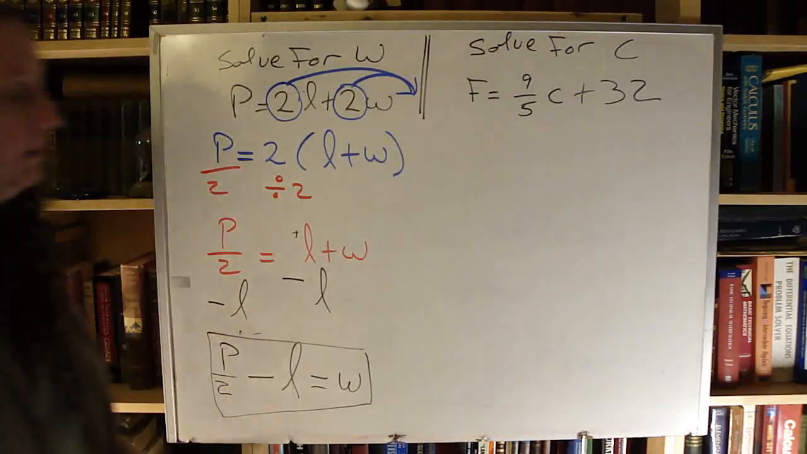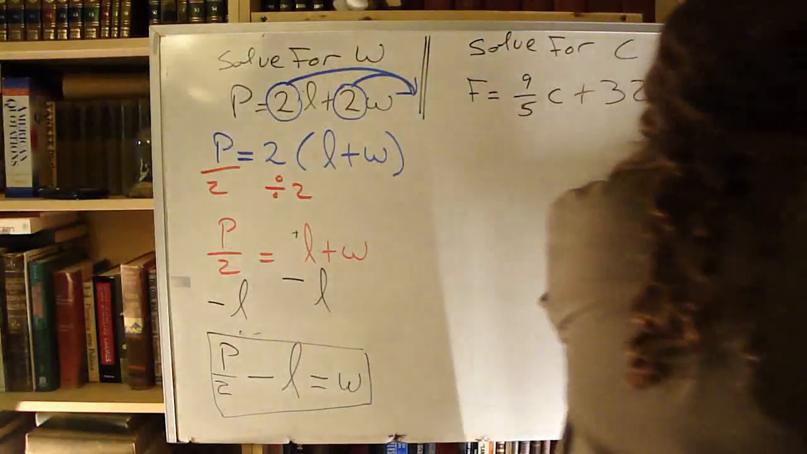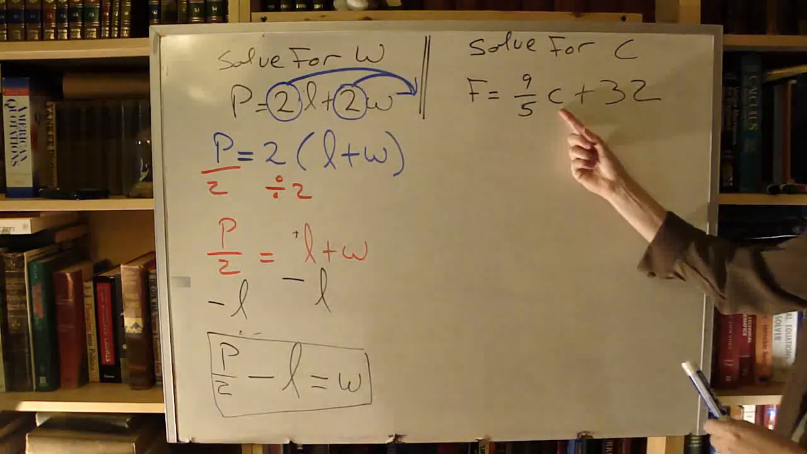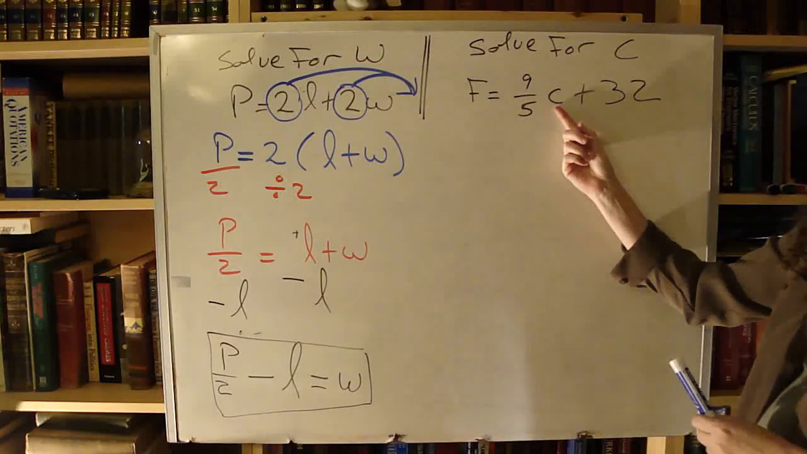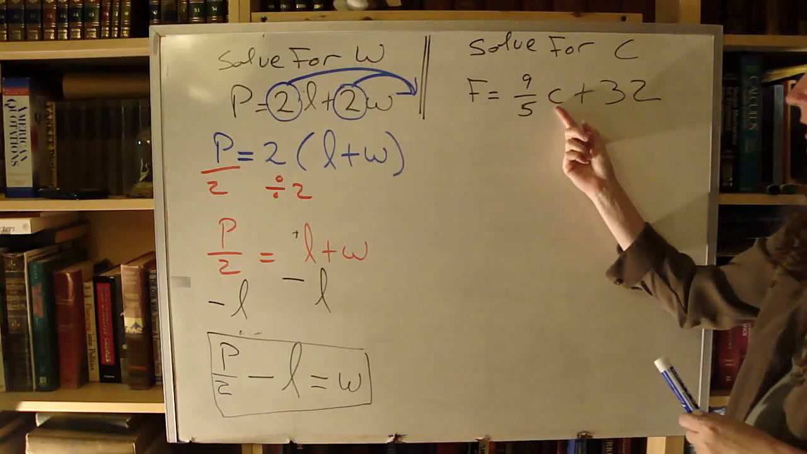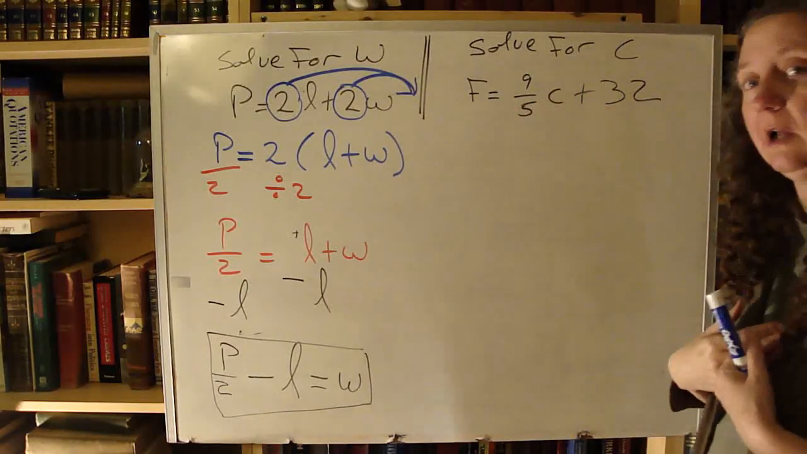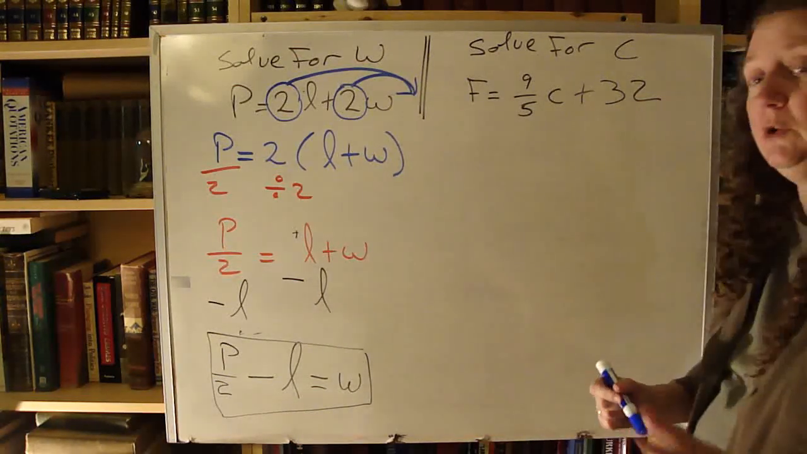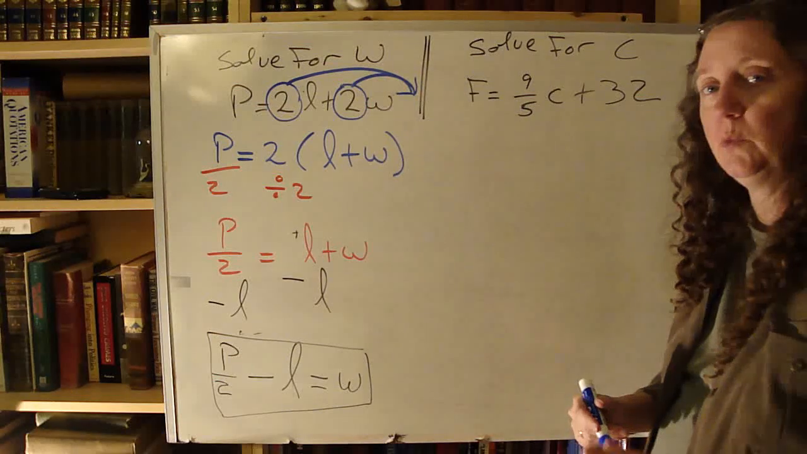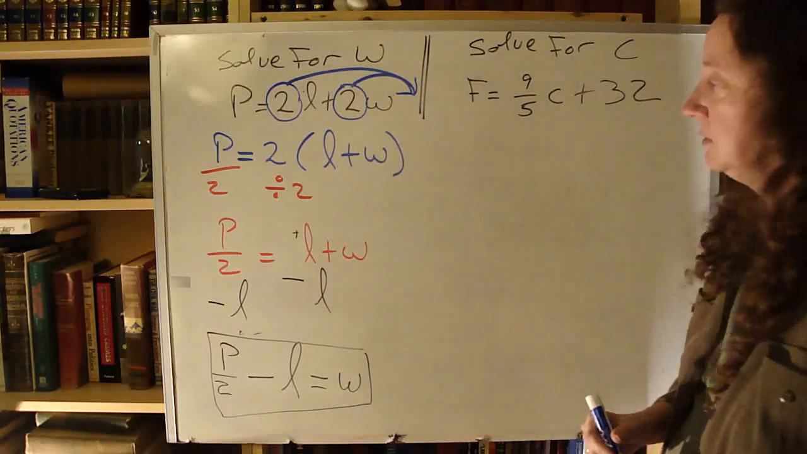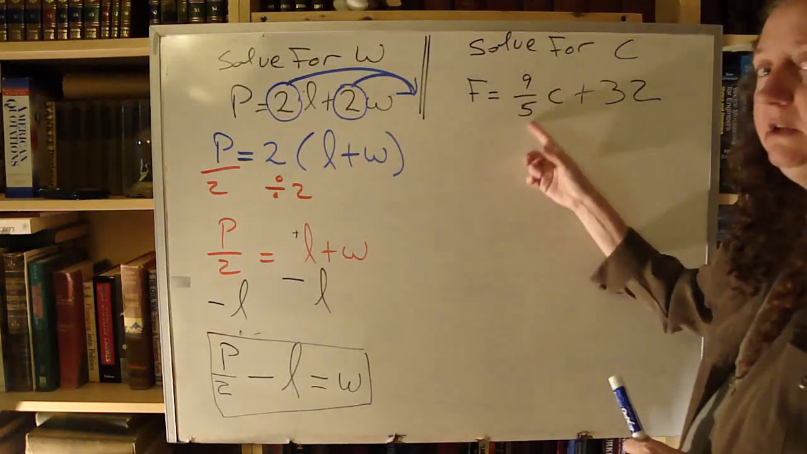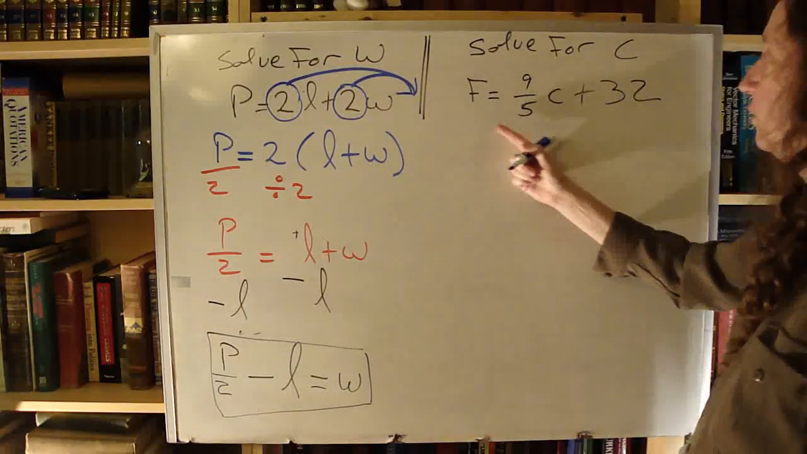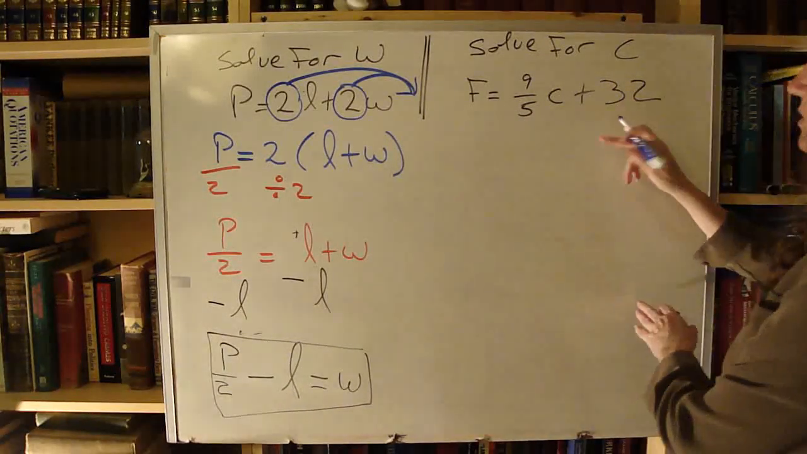Going to the other problem. I'm solving for C. Personally, I'm okay with fractions. Some of you aren't, so some of you want to follow the way that the book teaches you. I'm going to leave this as a fraction. And I'm going to straight out go for my order of operations.